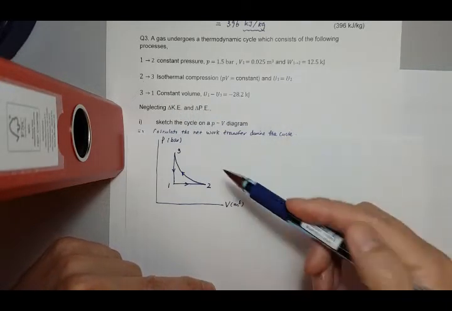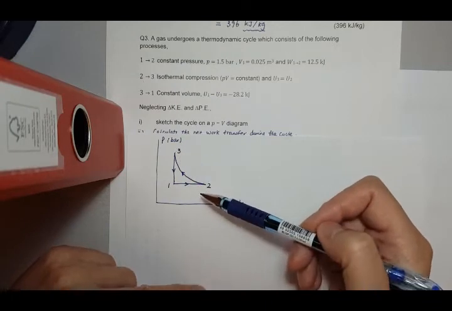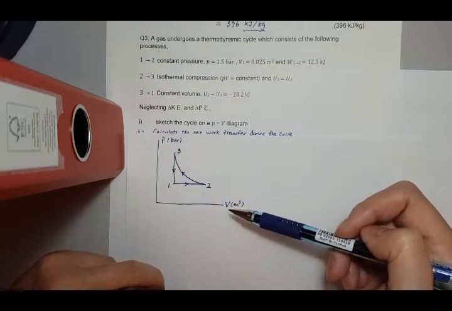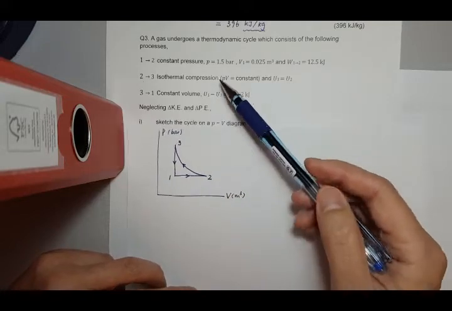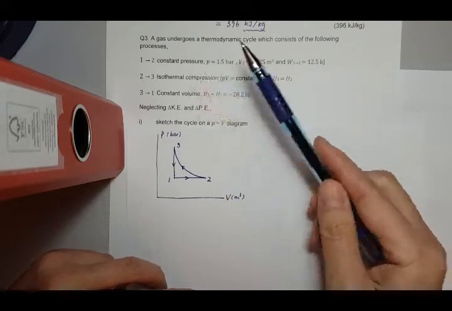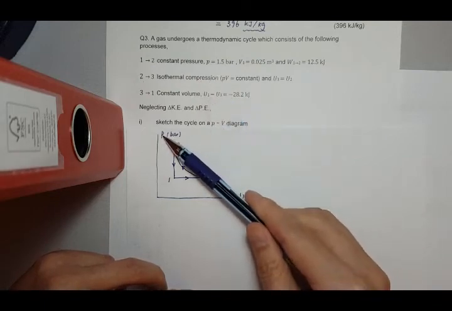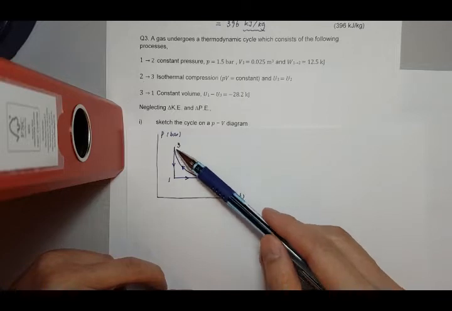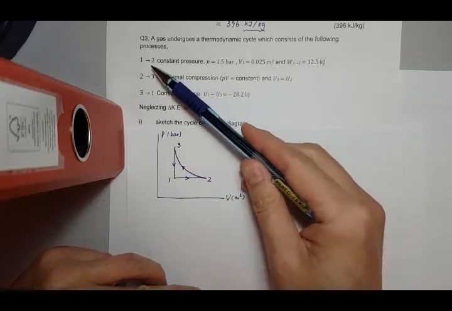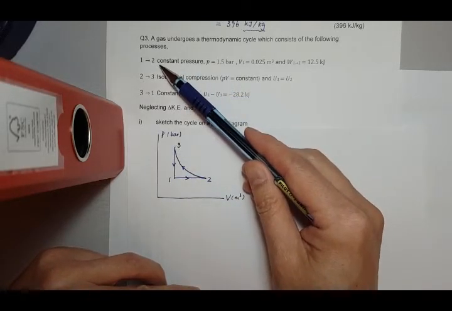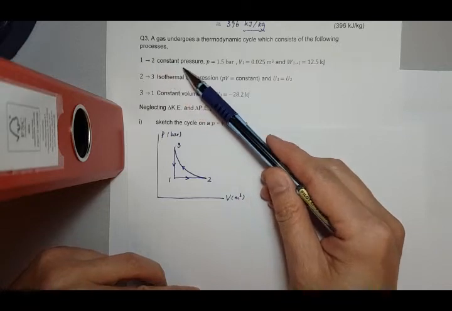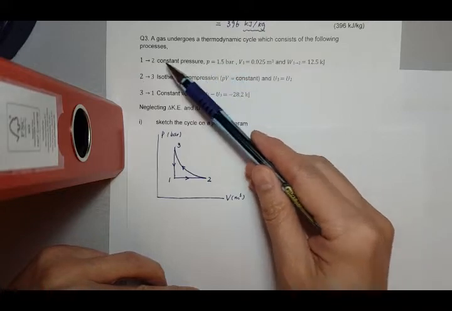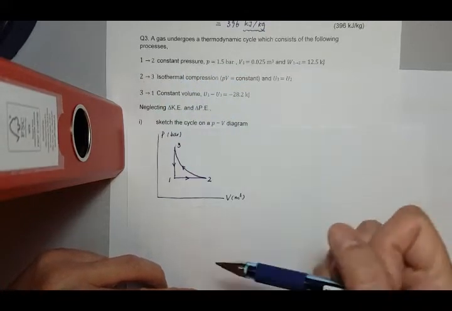Basically, you have plotted all the processes on this PV diagram, and what you can do now is put in all these values if they have been given. I mean all the P values and V values for states 1, 2, and 3. Let's have a look. For the first process, 1 to 2, constant pressure, the pressure P is 1.5 bar, which is for P1 and also for P2.